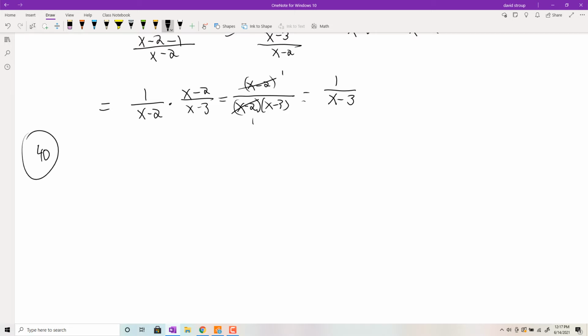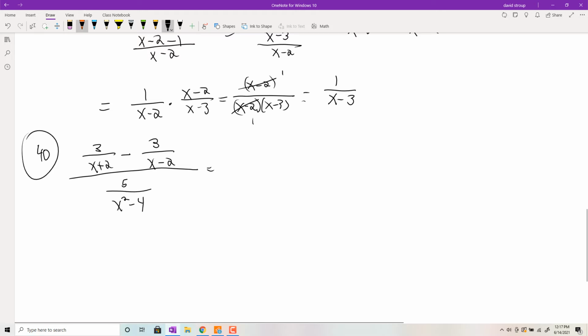So this is problem 40. 3 over x plus 2 minus 3 over x minus 2, all over, what is that? I'm trying to read my handwriting. 5 all over x squared minus 4. There we go. Okay, so the denominator this time is kind of done, and you need to get some common denominators here in the numerator. So I need to multiply the first guy. It's missing an x minus 2, so up and down by x minus 2. And the second guy is missing an x plus 2, so top and bottom by x plus 2.